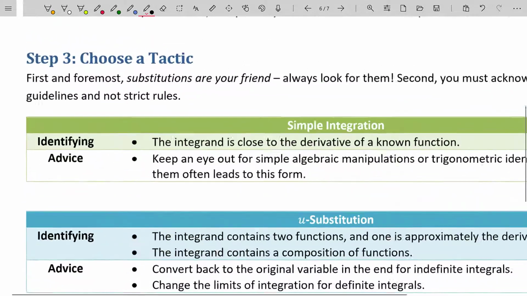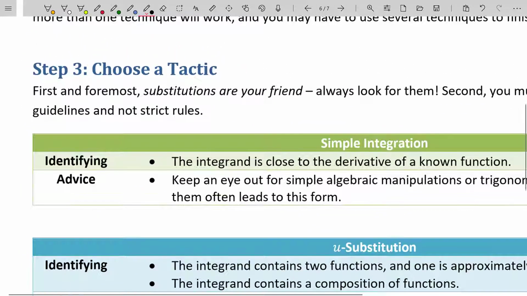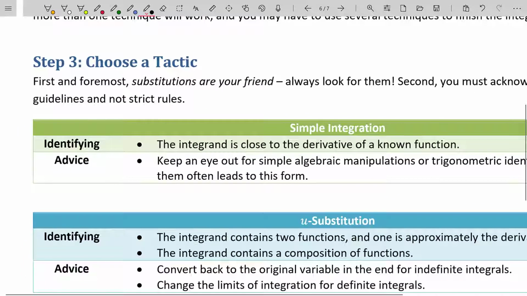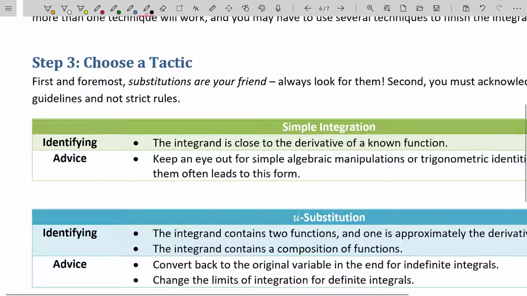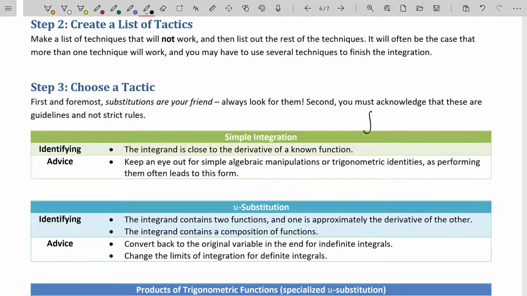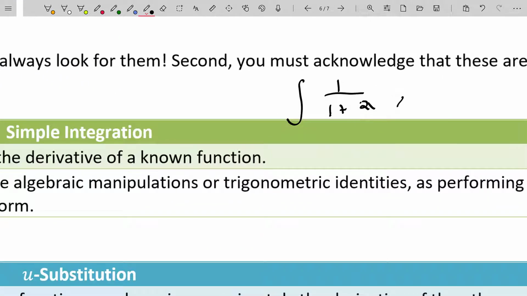For example, simple integration. The way you identify that you can do simple integration is that the integrand is close to the derivative of a known function. This might be something like the integral of, let's say, 1 over 1 plus e to the 2x dx. Okay, so that looks like a 1 over 1 plus x squared to me. And so I might think, oh, great, that's probably the tan inverse. It's not, but that'd be wonderful if it were. But beside that point, the reality is if you can look at a form and say, gosh, that's almost like.